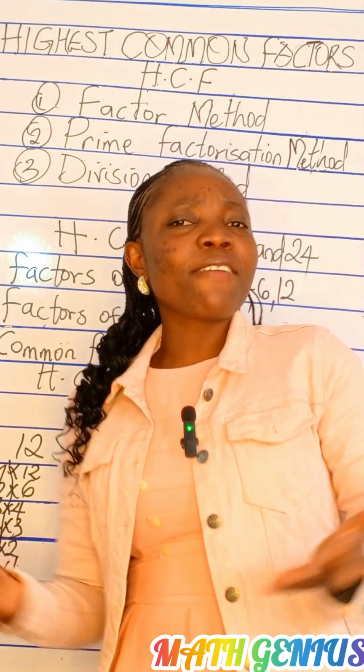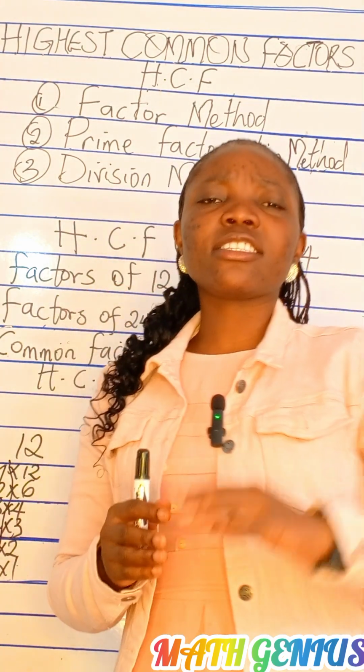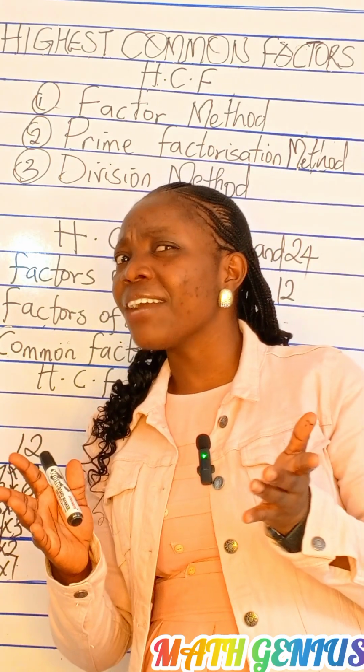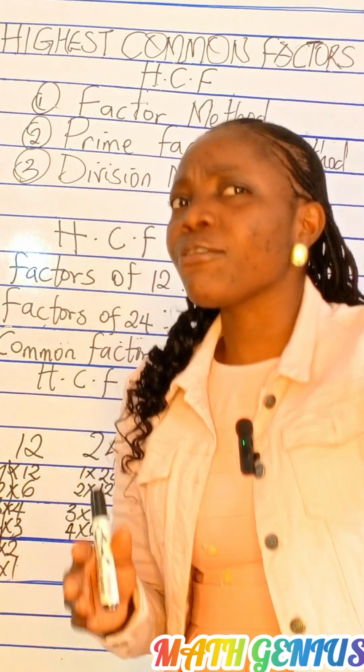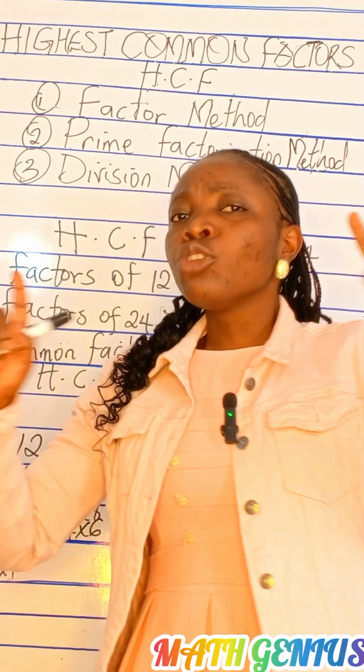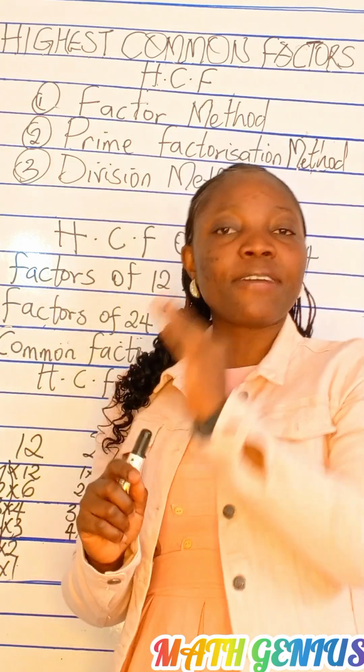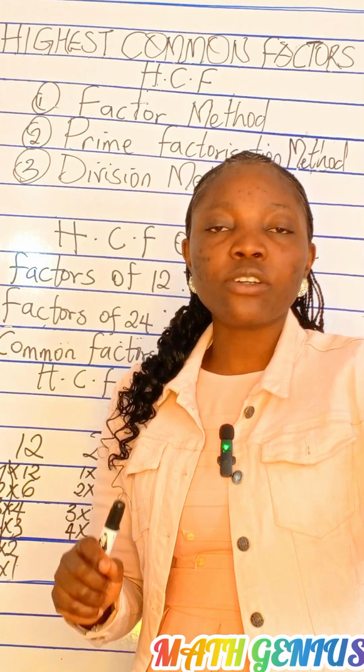4 times 5, 20. 4 times 6, 24. 5 times 1, 5. 5 times 2, 10. 5 times 3, 15. 5 times 4, 20. 5 times 5, 25. It's already above 24, and there were no two numbers multiplied to give 24 under 5 times. It means 5 is not part of the factors.